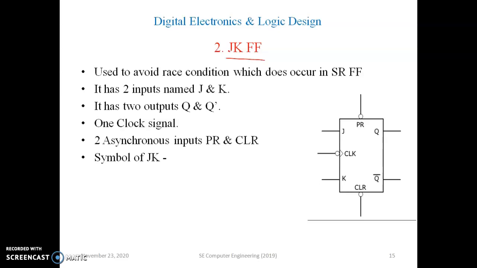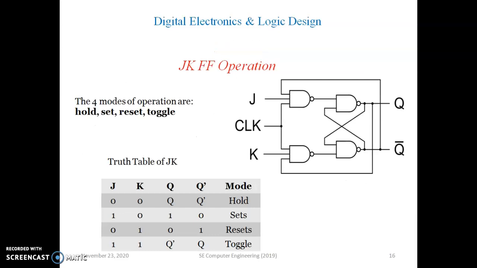So JK flip-flop is basically used to avoid the race conditions which occur in SR flip-flops. It has two inputs, J and K, two outputs, Q and Q bar, and one clock signal, and two asynchronous inputs, that is preset and clear. This is the JK flip-flop operations.